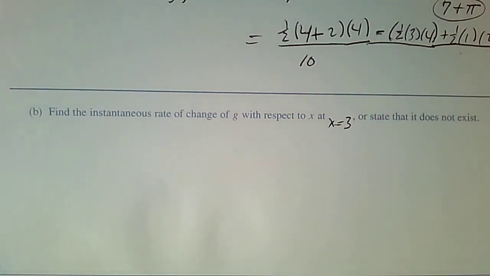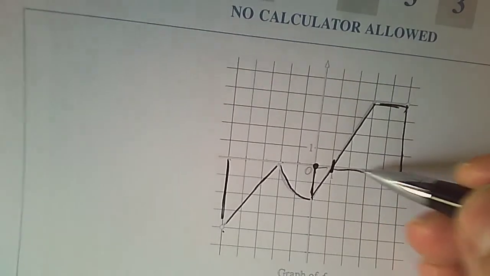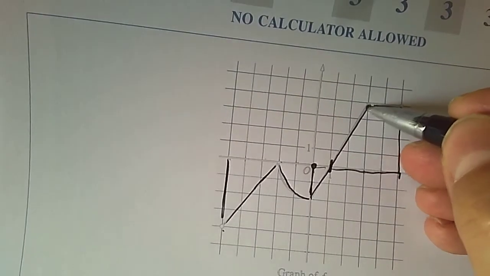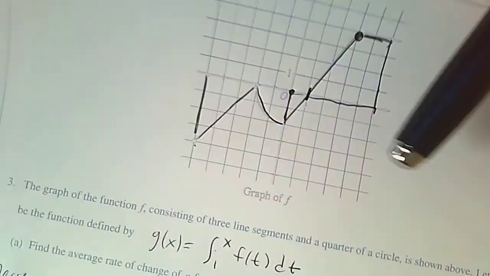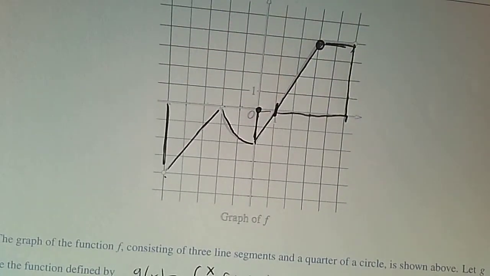There it is. All right, back here again. So what's happening at x equals 3? So 1, 2, 3, I see it. So at x equals 3, what do you notice? From the left and from the right.